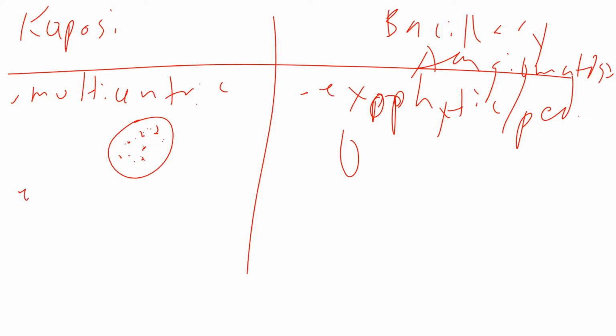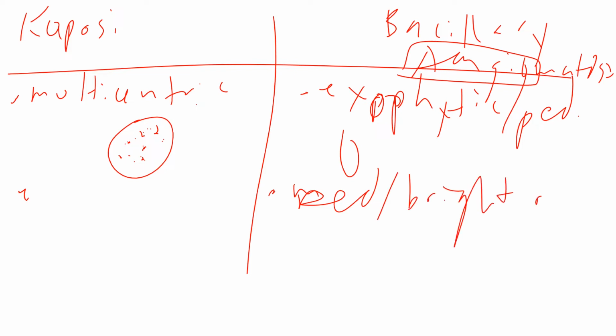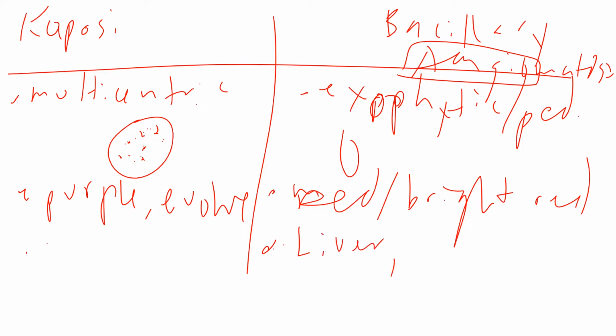This has multiple colors. This is more red. Bacillary angiomatosis involves the blood vessels, and it's really red, beefy, bright red. Kaposi lesions are purple and they evolve over time, so they can change colors. It can go purple, red, blue. Bacillary angiomatosis also affects the internal organs, especially the liver or bone.